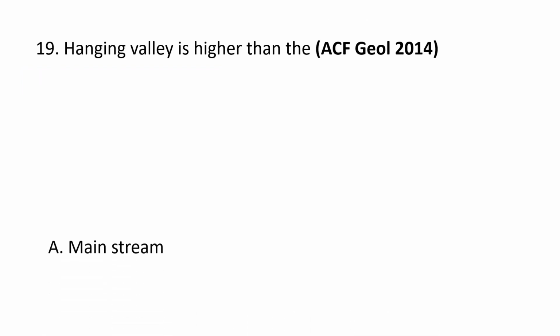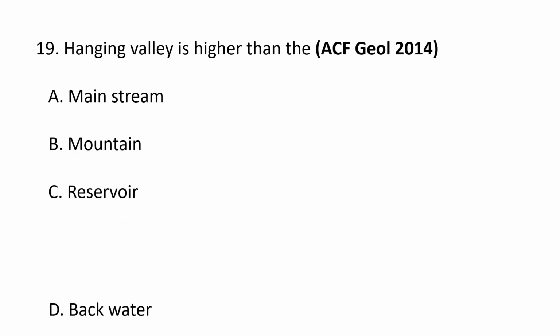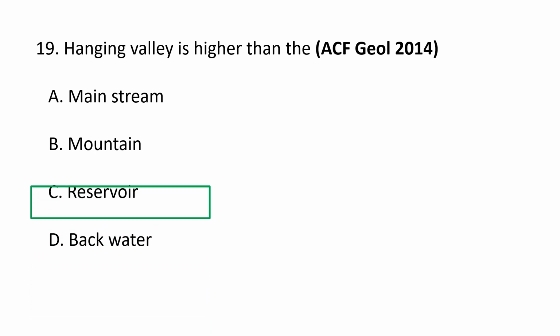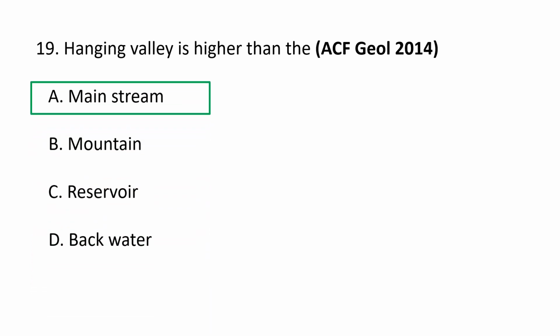Next question. Hanging valley is higher than A. Mainstream, B. Mountain, C. Reservoir, and D. Backwater. Hanging valley is higher than mainstream. It is a former tributary glacier valley that is incised into the upper part of a U-shaped glacier valley, which is higher than the floor of the main valley. So hanging valley is higher than the mainstream. A is the correct option.